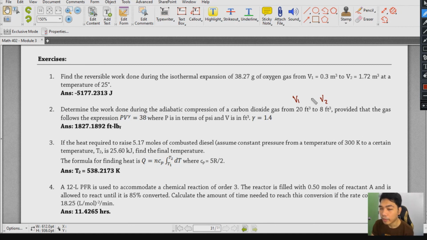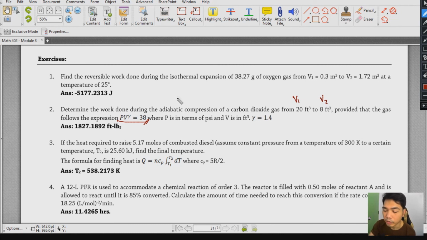So, pwede naman ganun pa rin, mag-stick pa rin tayo na V1 yung ating mas mababa, but we have to remember na we have to incorporate yung ating changes ng sign. Okay, so that should be a reminder for everyone. And then, provided that the gas follows the expression PV raised to gamma is equal to 38. So, this is the equation that we'll be using na para ma-relate natin yung P in terms of V.